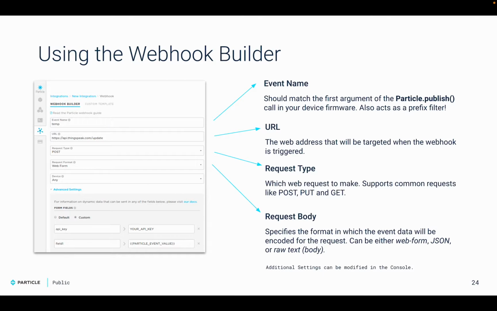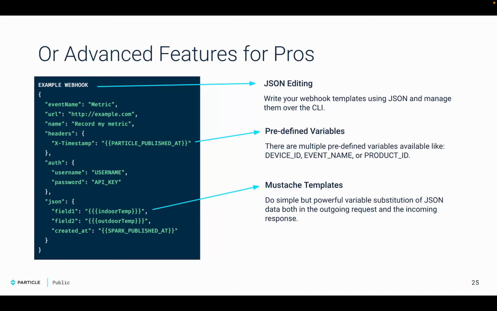Particle's Webhook Builder is a generic but powerful tool that lets you integrate with pretty much any platform that supports standard web requests. Found right inside the console, this Webhook Builder allows you to specify things like the publishing event, the target URL, contents of the body, among other things.